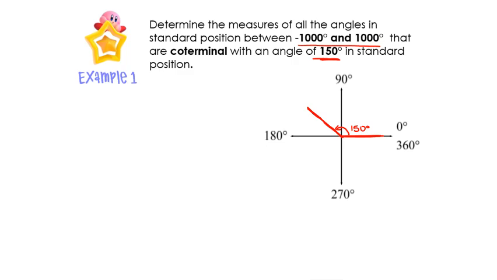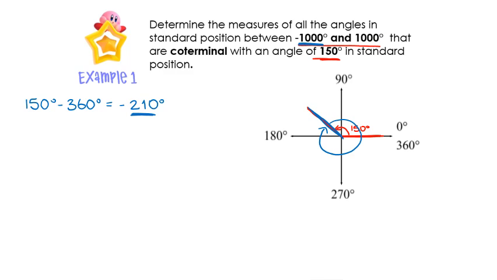Now, if I want to find angles that are co-terminal, meaning that they land in the exact same spot, what I can do is start from that 150, and let's find angles on the negative side. So I'll just take 150, and then from there, I'm going to go backwards 360 degrees. So what I'm essentially doing is taking 150 degrees and then subtracting 360 degrees. That would result in an angle of negative 210 degrees. So I would end up with the exact same terminal arm, but just a different angle.